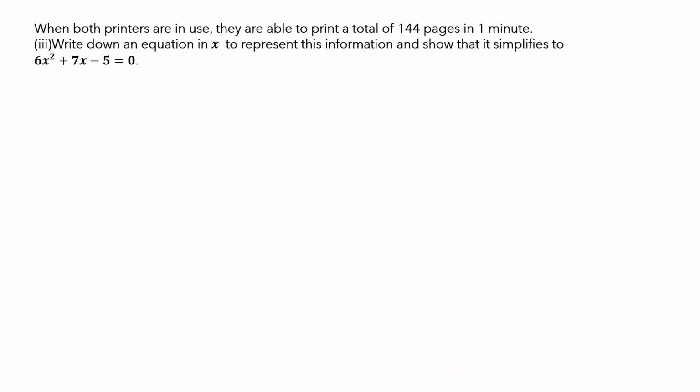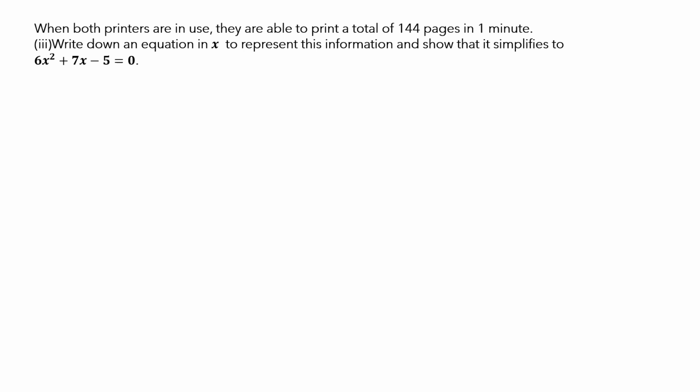Right, let's look at part 3. When both printers are in use, they are able to print a total of 144 pages in 1 minute. You have to imagine that 2 printers are doing the job simultaneously, and therefore they're able to print 144 pages in 1 minute. We're asked to write an equation in X to represent this information, and show that it simplifies to the quadratic equation given on the screen.